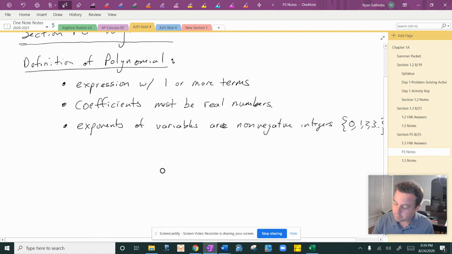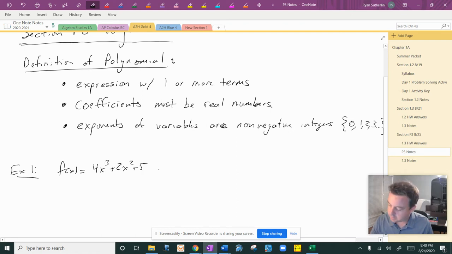When we look at different polynomials, for example, I'm going to put 3 different polynomials on the screen. We have f of x equals 4x cubed plus 2x squared plus 5. Then g of x is equal to 6x plus 5. And then the third one, let's just have h of x equal 5.